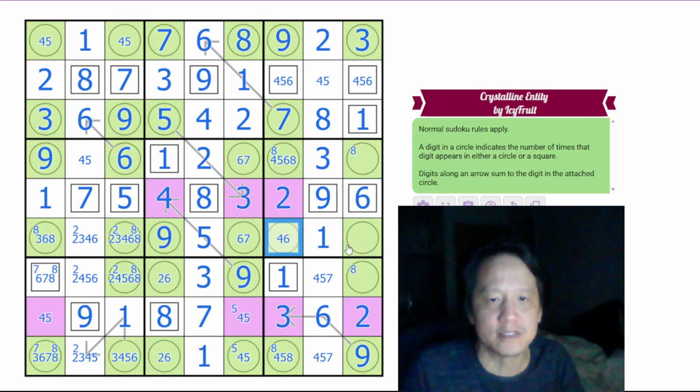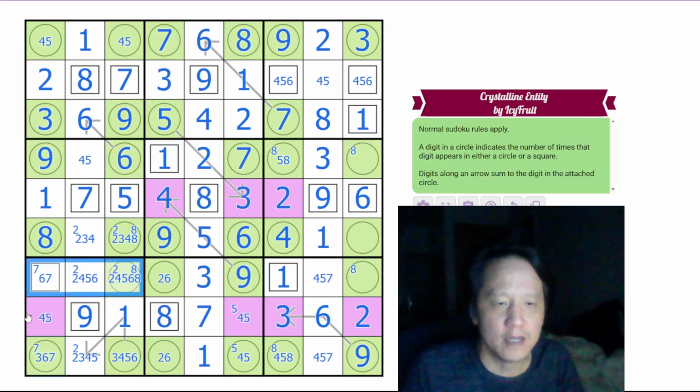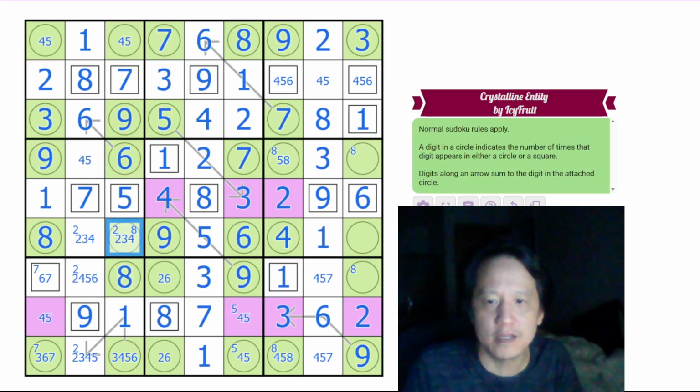This can't be 6 anymore, so that's a 4. This can't be 4 or 6. This 6 eliminates 6 here, so that's 7, which makes that 6. 6 cannot be any of these. 3 can't be here, so this must be 8. 8 can no longer be any of these cells. Where is the 8 in box 7? It must be here. So this can't be 8 again. This 5 eliminates 5 here, so this is 4.